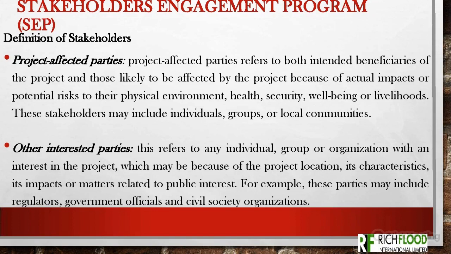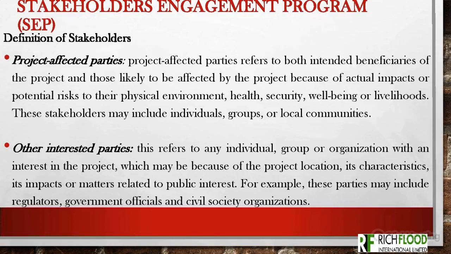Stakeholders are categorized into two for an EIA. We have the project affected parties and we have the other interested parties. Now let's take a look at the project affected parties. These refer to both intended beneficiaries of the project and those likely to be affected by the project because of either actual impact or potential risk to their physical environment, health, security, well-being, or livelihoods. And these may include individuals, groups, or local communities.